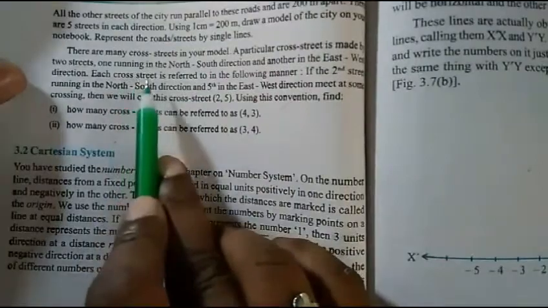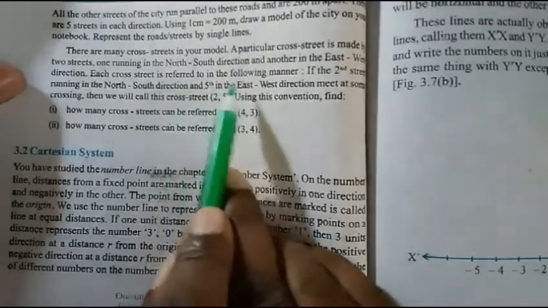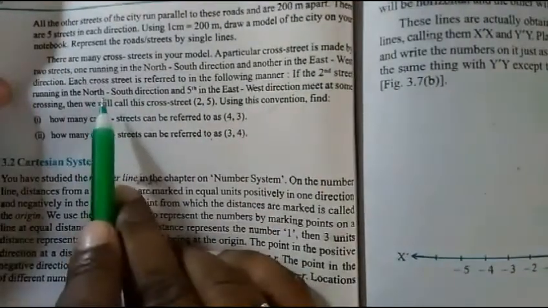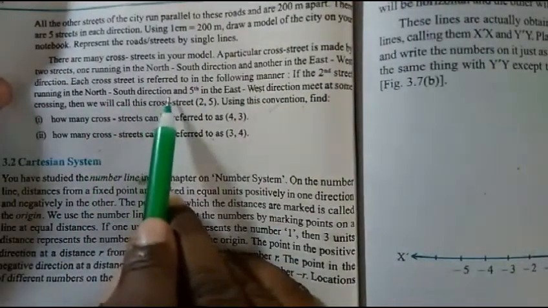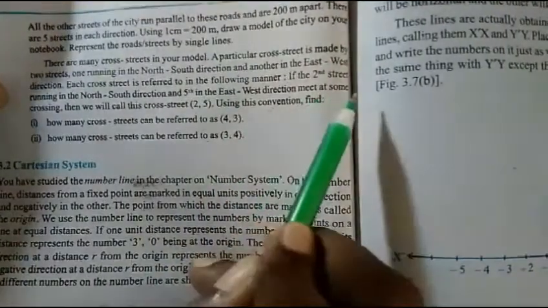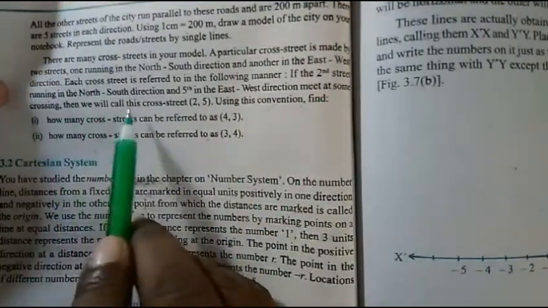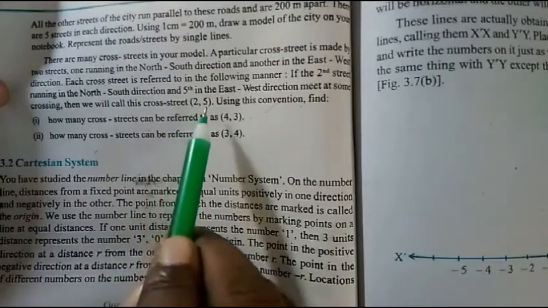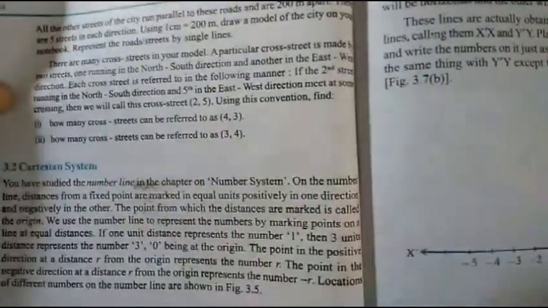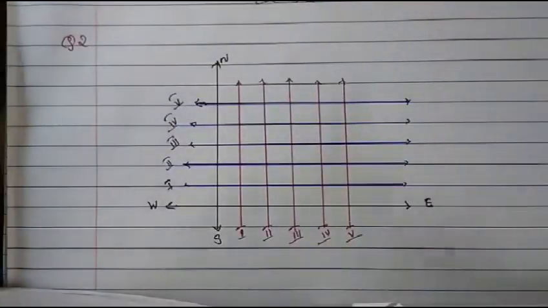So now next, each cross street is referred to in the following manner. If the second street running in the north-south direction and fifth in the east-west direction meet at some crossing, then we will call this cross street 2, 5. So second street running in the north-south direction.